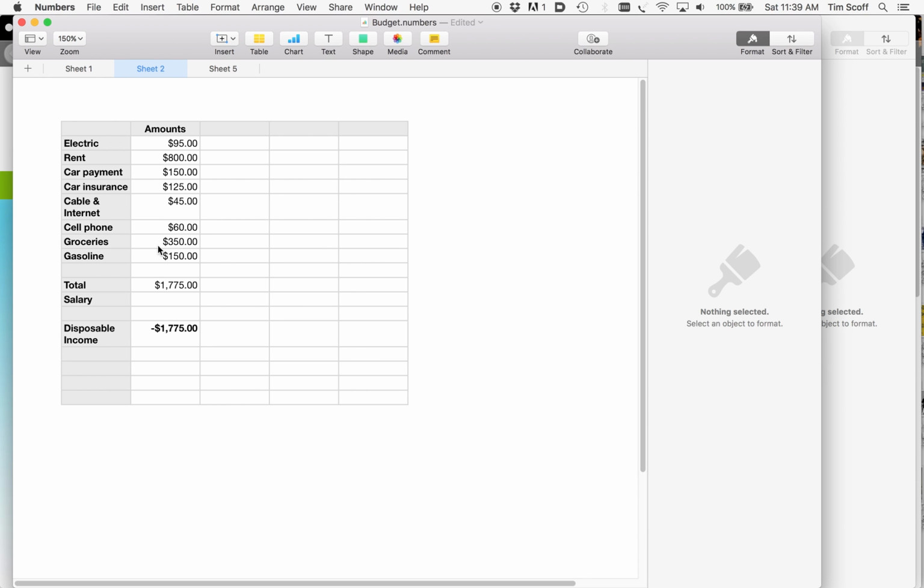They spent $350 in a month on groceries, $150 on gasoline, and their total is $1,775. So this particular person has spent $1,775 over the course of a month, and that is how much money they have to earn in order to survive and make all of their payments.